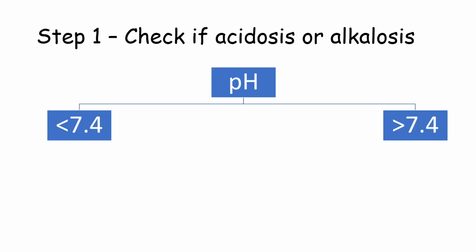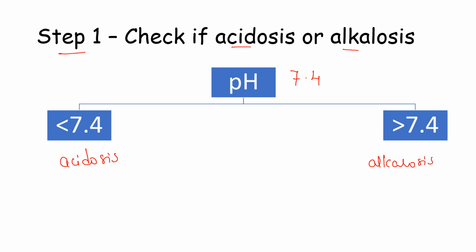Step 1: check if it is acidosis or alkalosis. I told you that we will be taking the average of the pH, that is 7.4. If the pH is less than 7.4, then we are dealing with acidosis. And if the pH is greater than 7.4, then we are dealing with alkalosis.